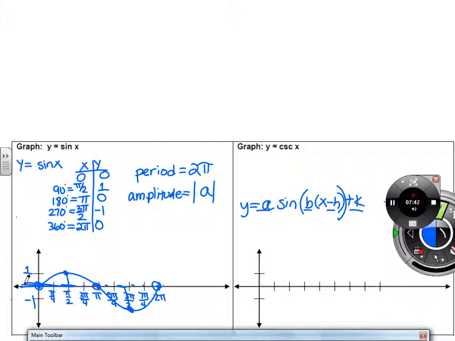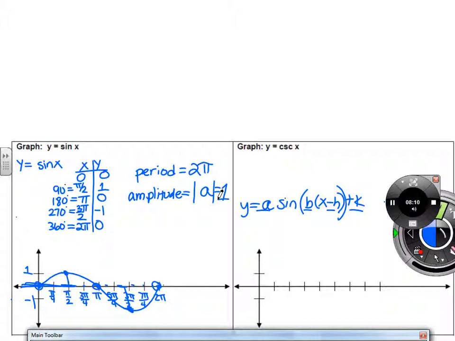Okay, we just moved up the entire graph. But the a value actually stretches the maximums and minimums further away from this kind of middle axis that's going through our waves. Okay? So we're going to hear words about period and amplitude. And in this parent function, the amplitude is just 1.